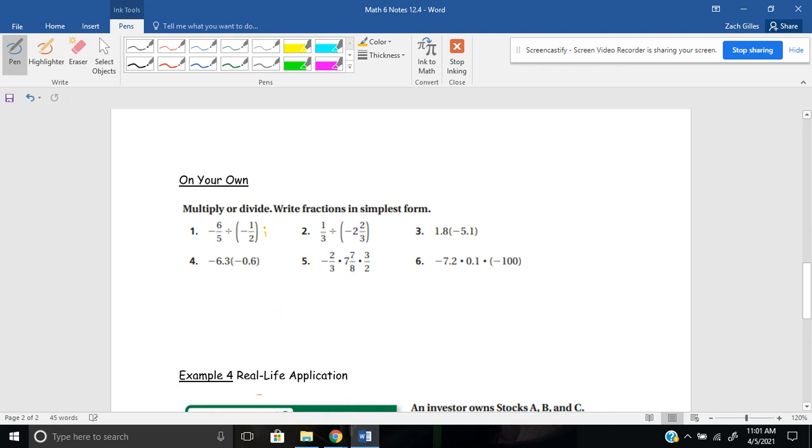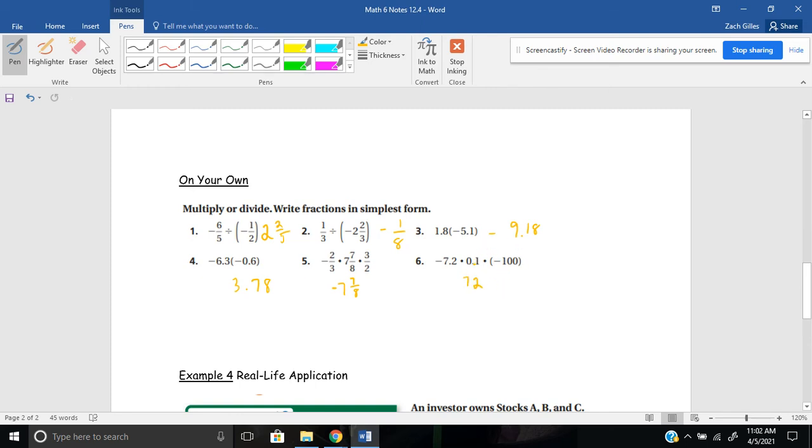Alrighty, the answers to the on your owns. 1 is 2 and 2/5. Number 2 is negative 1/8. Number 3 is negative 9 and 18/100. Number 4 is 3 and 78/100. Number 5, negative 7 and 7/8. And lastly, for number 6, you should come up with 72.